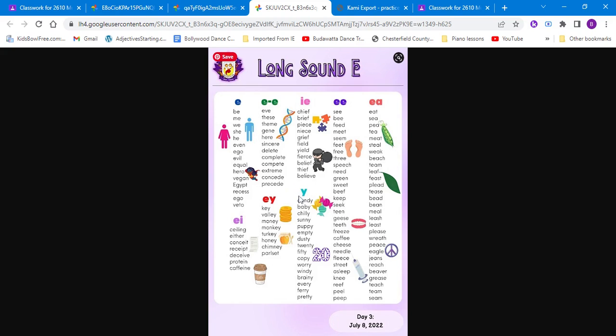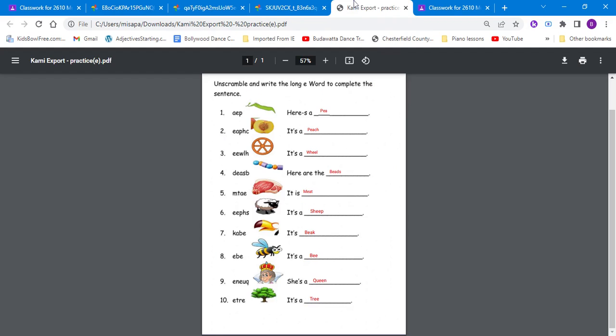And then we see Y. We don't see the E, but we only see the Y. Even though we don't write the E, this is still another way to write the long sound E. Candy, baby, chili, sunny are all different ways to write the long sound E, but it doesn't have the E in it. Now we also did an exercise in the class.